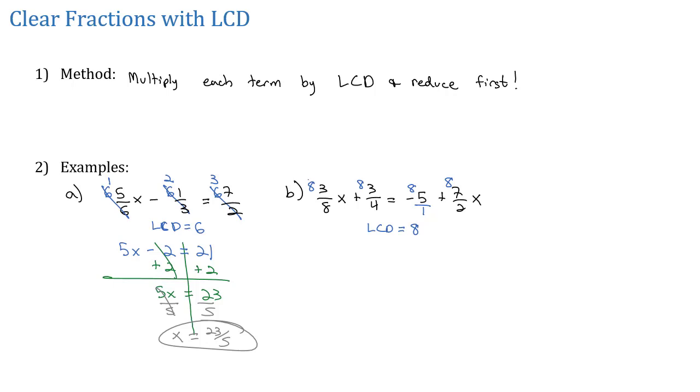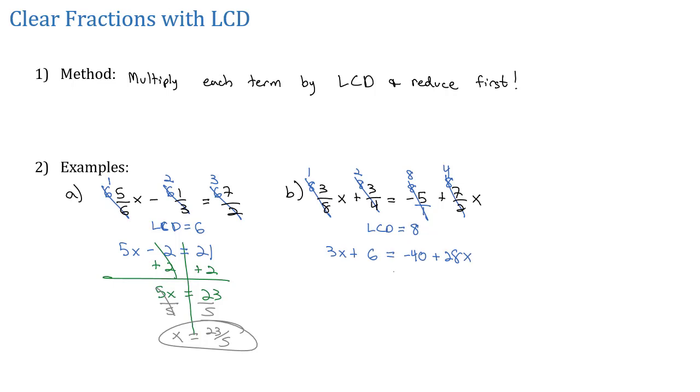But before we multiply, we're going to reduce first. 8 over 8 is 1. 8 over 4 is 2. 8 over 1 is 8. And 8 over 2 is 4. That leaves me with 1 times 3x is 3x, plus 2 times 3 is 6, equals 8 times -5 is -40, plus 4 times 7 is 28x.